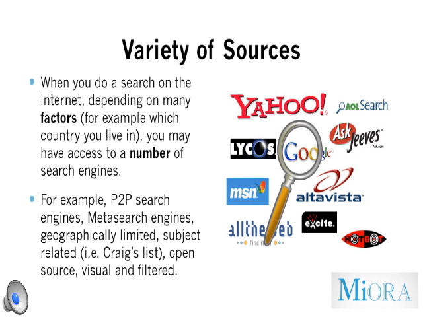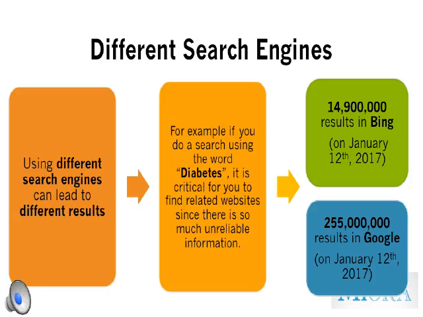Different search engines. Using different search engines can lead to different results. For example, if you do a search using the word diabetes, it is critical for you to find related websites since there is so much unreliable information. There are 14,900,000 results in Bing on January 12, 2017, compared to 255 million results in Google on the same date, January 12, 2017.